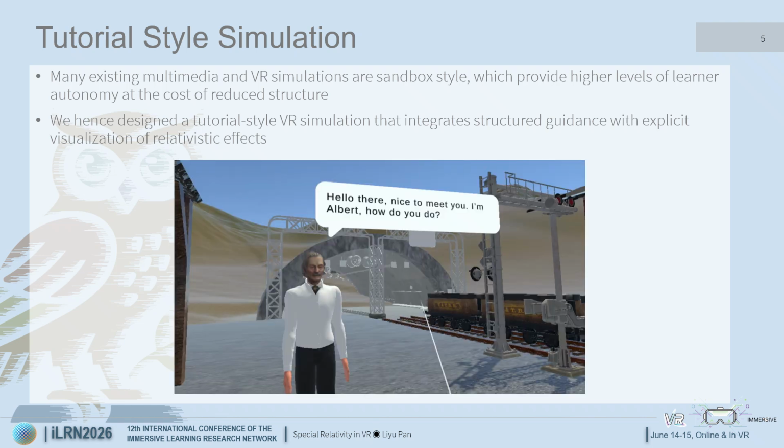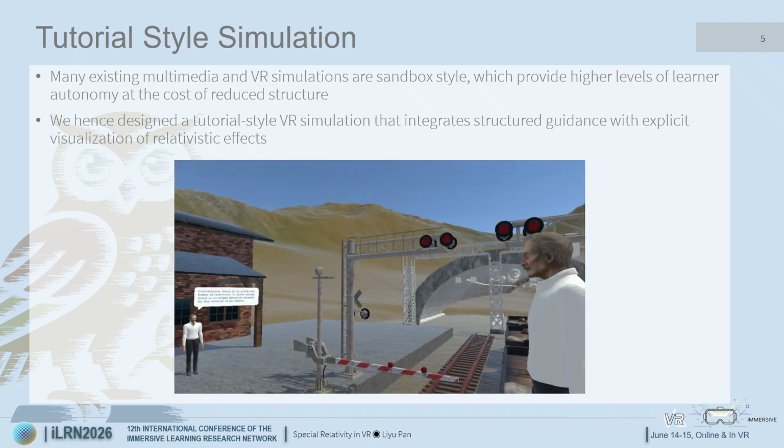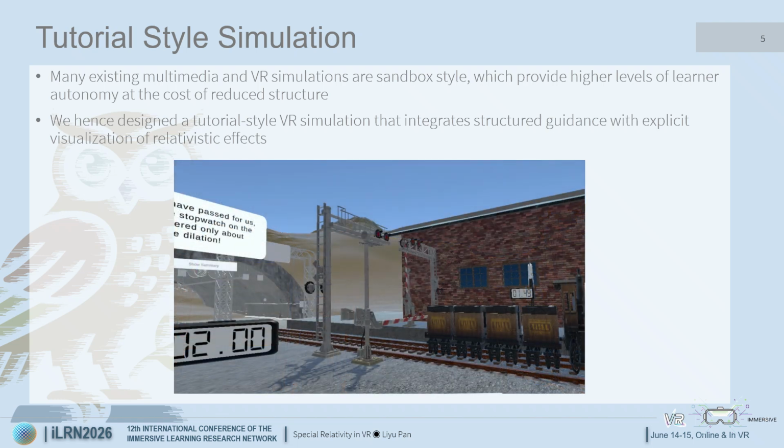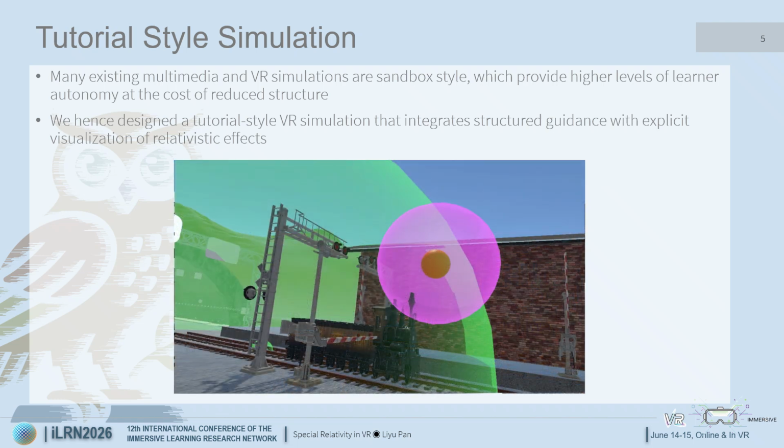With Einstein serving as the narrator, students are guided through a structured but interactive module that teaches them about the resolution of the barn-ladder paradox, a classic paradox in the theory of special relativity.